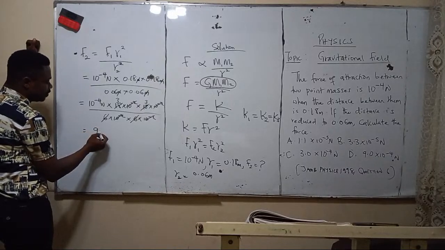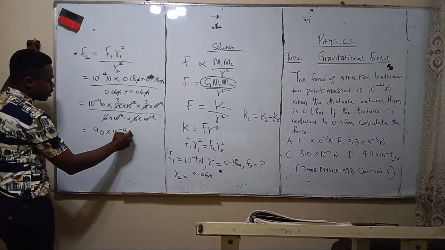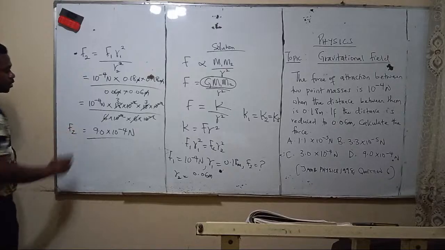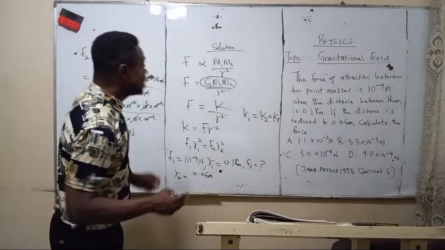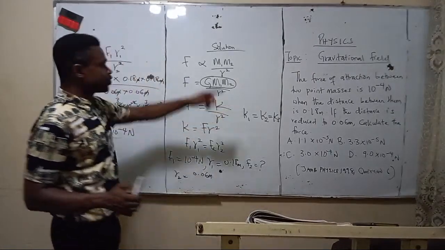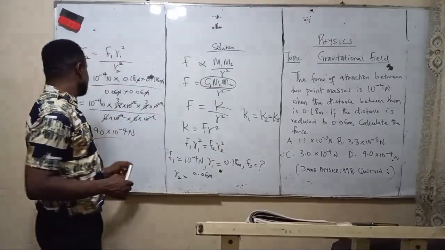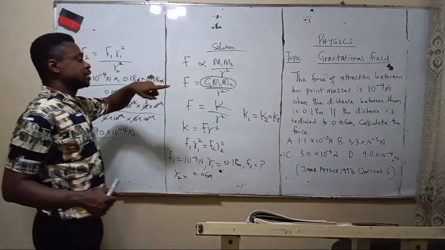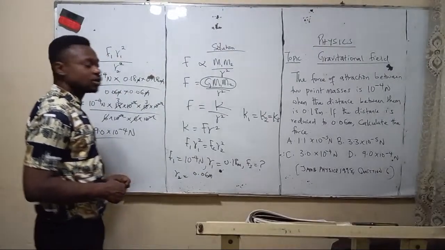9, you can leave it at 9.0, no problem. 9.0 times 3 power minus 4 Newton. So the force F2 is 9.0 times 6 power minus 4 Newton. So if the distance is reduced from 0.18 meter to 0.06 meter, the force will increase from 10 raised to power minus 4 Newton to 9 times 10 raised to power minus 4 Newton.